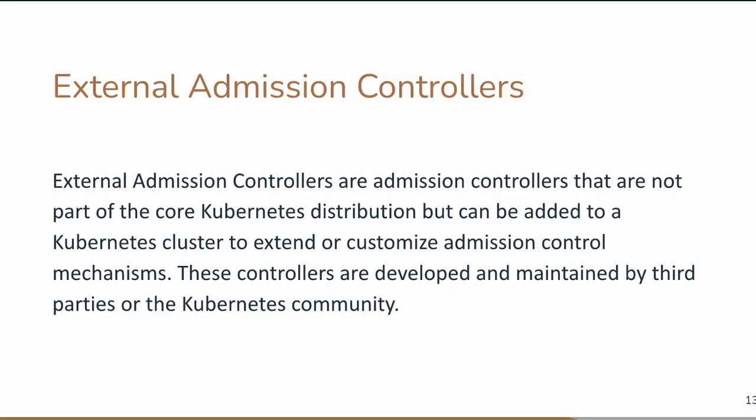And the last one is your external admission controller. External admission controllers are the admission controllers that are not part of your core Kubernetes distribution, but can be added in the Kubernetes cluster to extend the customized admission controller mechanism. These controllers are developed and maintained by a third party. Basically, these external admission controllers are not available by default. What this means is that you can use the custom admission controller and then use this external admission controller in conjunction with them. These are basically third-party providers which are going to extend your functionality.